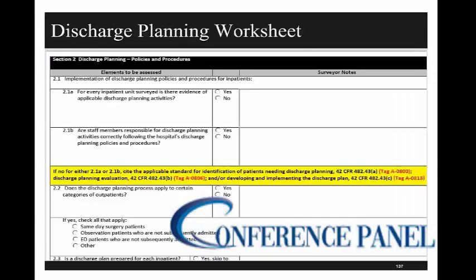Again, there is a discharge planning worksheet. CMS has this. They're no longer utilizing it, but you can. That references in there. You will see this is on slide number 137. It does reference tag A806. That's from the acute appendix.